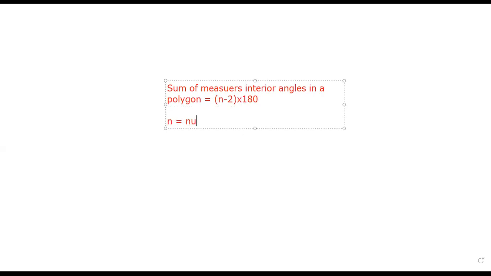N is what? Number of sides, right? And what's n minus 2? Number of triangles. Okay.